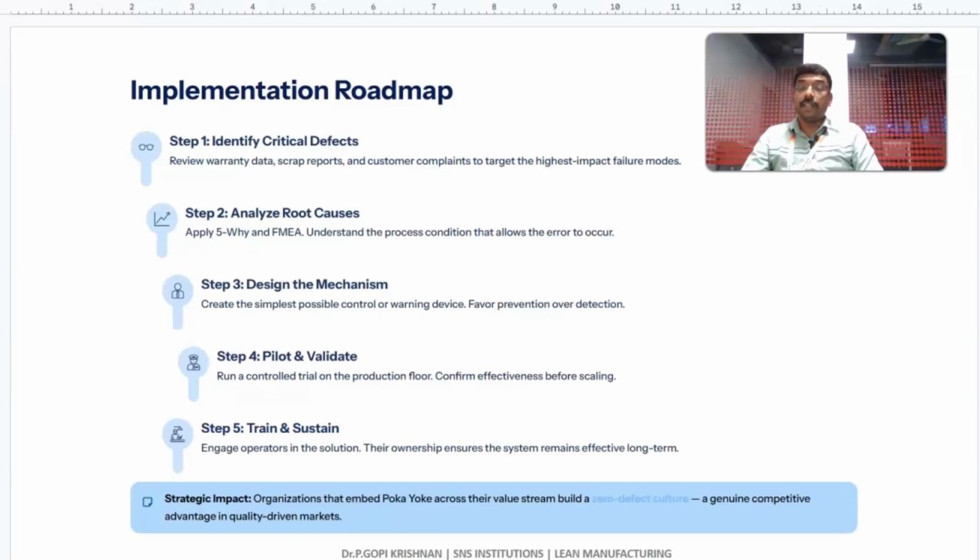Step number 5, train and sustain. Engage operators in the solution. Their ownership ensures the system remains effective long term. And the strategic impact is that organizations that embed Poka-Yoke across their value stream build a zero defect culture, a genuine competitive advantage in quality driven markets.